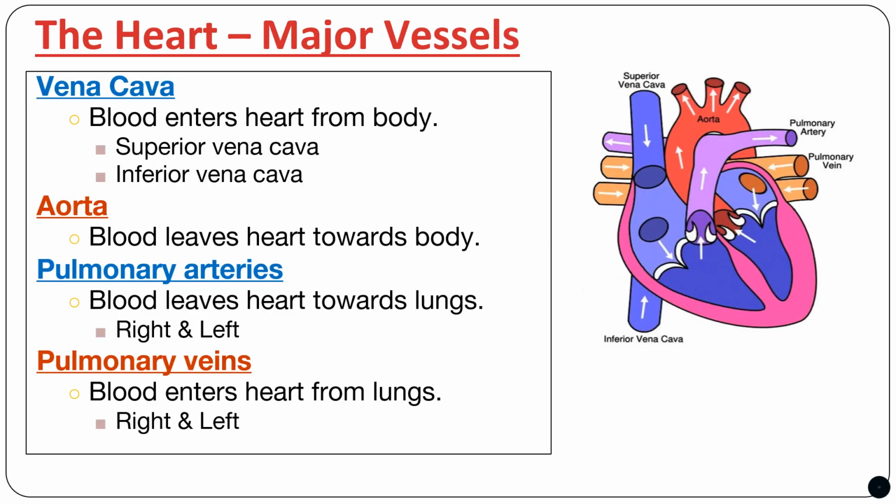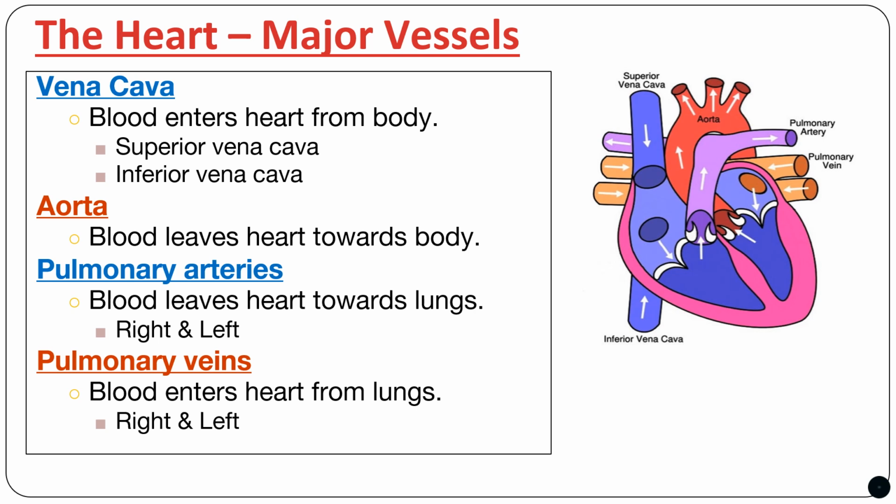We have a few different major blood vessels here that are very, very important and connected to the heart. The vena cava is where the blood is going to enter the heart from the body. We have a superior vena cava and the inferior vena cava. Remember, this is the one that we received it to the right atrium through. Then we have the aorta. The blood is going to leave the heart towards the body from the aorta.